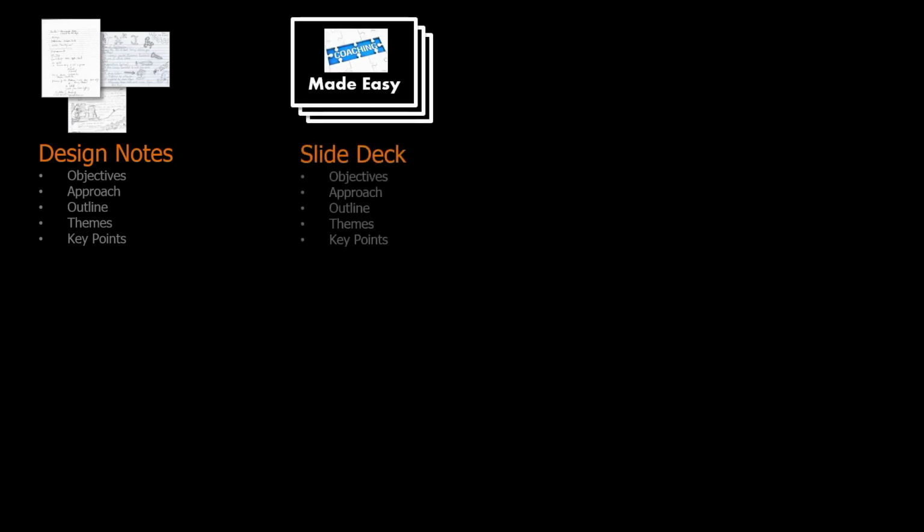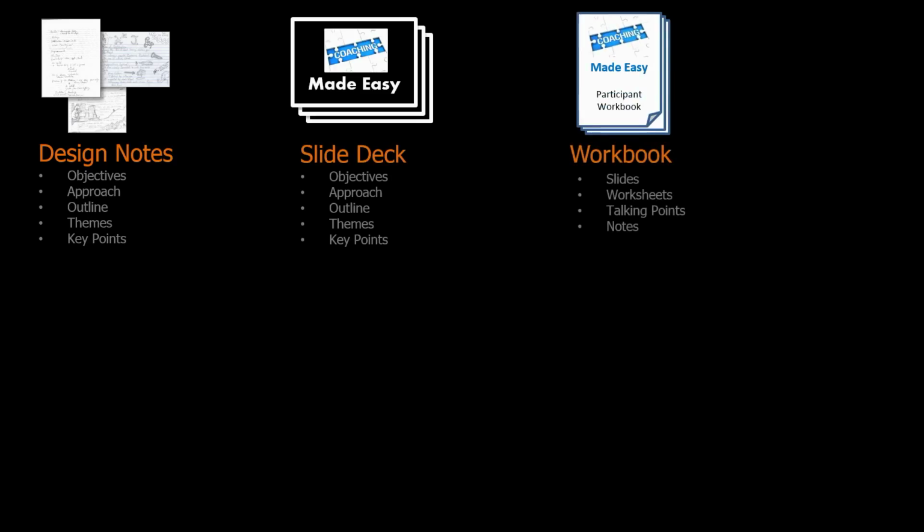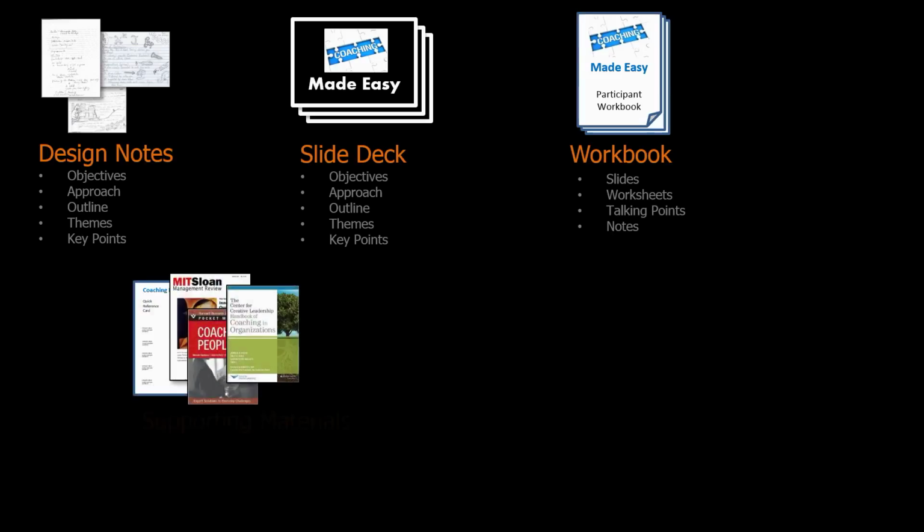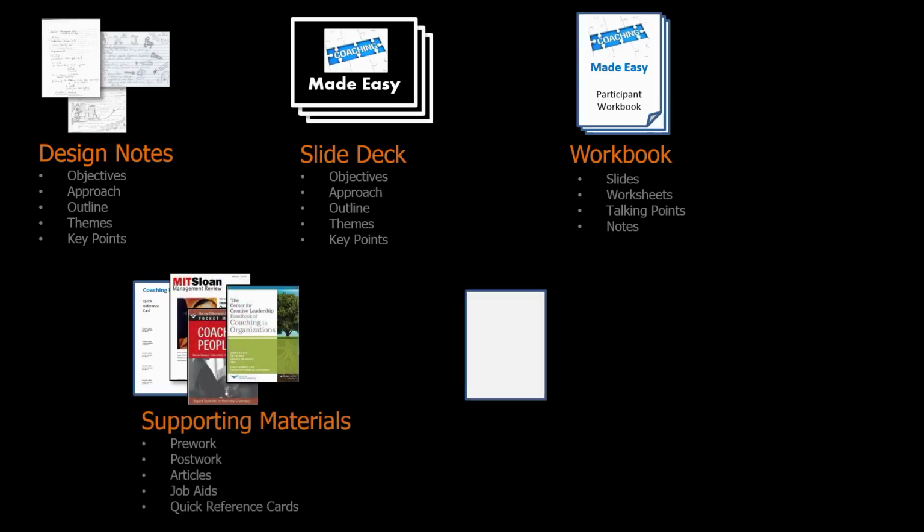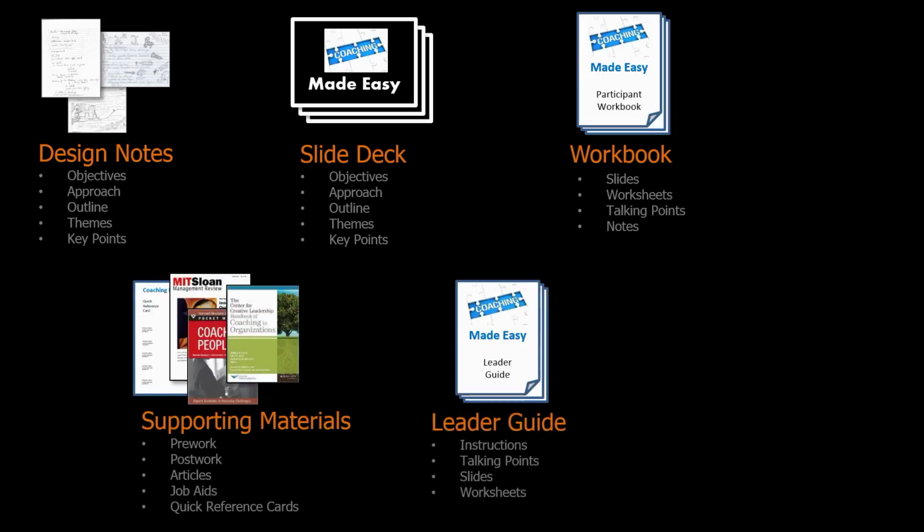So when we go to build out workshops, we often start off with some design notes. We have objectives and our approach and our outline and things like that. And so we generate a bunch of paper related to that. And then we usually will build out our slide deck. And then from there, we'll build out our participant workbook. And we oftentimes will have supplemental materials that go with the course. And then we will build our leader guide. Not necessarily in this order, right? But we would build all these things.